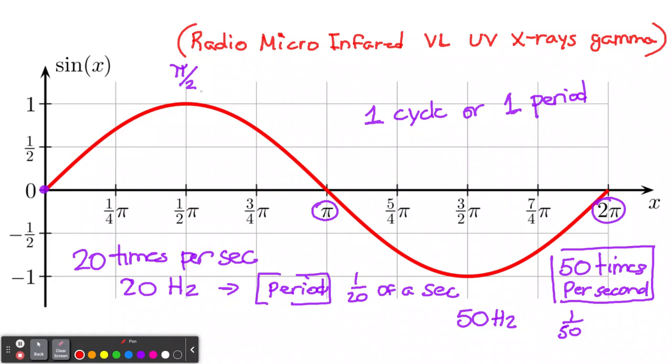So, just one more question. If this is repeating itself 4,000 times per second, what are the hertz? What's the hertz for 4,000 times per second? 4,000 times per second is 4,000 hertz. And what is the length of time for the period? It'll be 1/4,000th of a second. That'll be the length of the period.